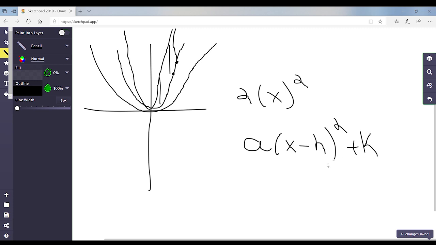So I'm just going to write the function right here. a times x minus h squared plus k. So this a allows us to transfer between the skinnier versions and the fatter versions. So if a is like 2, 3, 4, 5, 6, that will make it skinnier and skinnier. But for example, something like 0.5 will make it fatter because it will make it less than what it was before. So everywhere on the fatter version will be half of what the x squared version was.